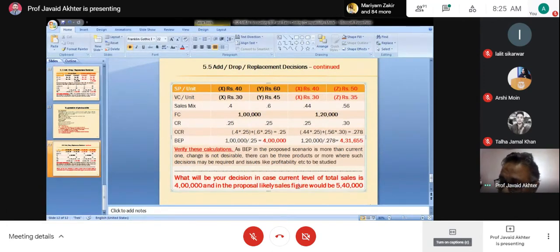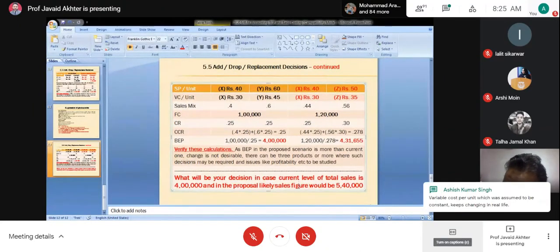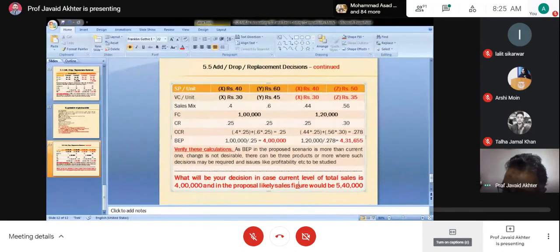When you start selling, will you sell according to BEP or will you sell according to the demand? You will sell according to the demand. So sales mix will never be constant in real life. That is the second limitation. Third limitation? So it does not tell us about the other factors of the market. Okay, it ignores the other factors of the market.